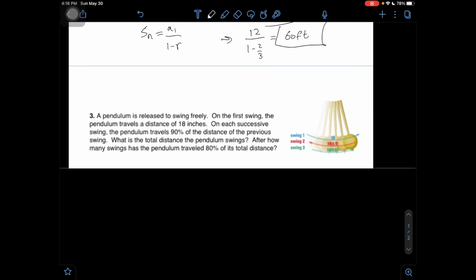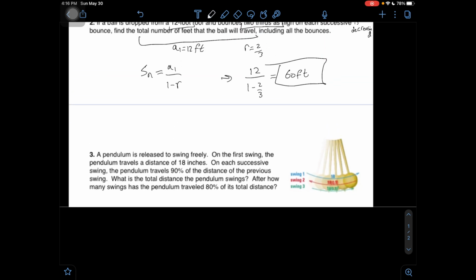Now finally, let's go on to number 3. Number 3 says, a pendulum is released to swing freely. On the first swing, the pendulum travels a distance of 18 inches. On each successive swing, the pendulum travels 90% of the distance of the previous swing. What is the total distance the pendulum swings? And the next question is, after how many swings has the pendulum traveled 80% of its total distance?